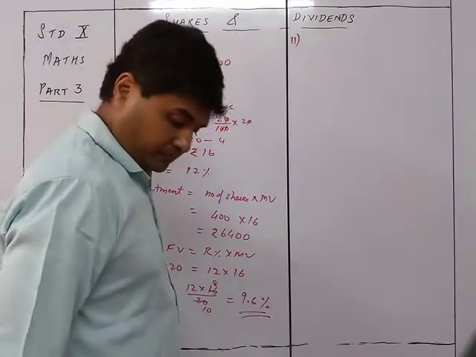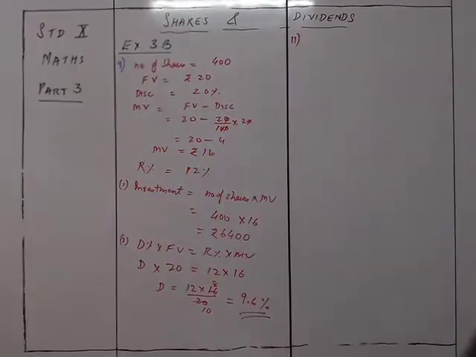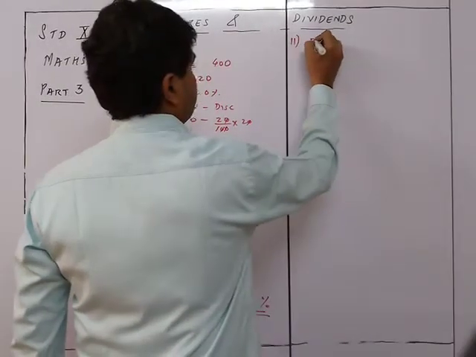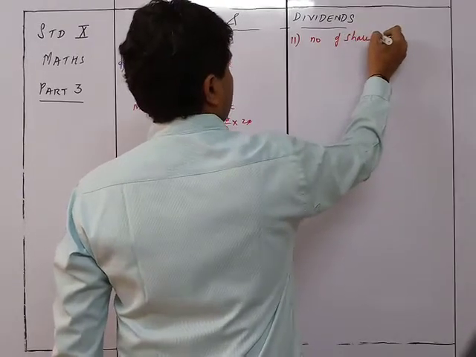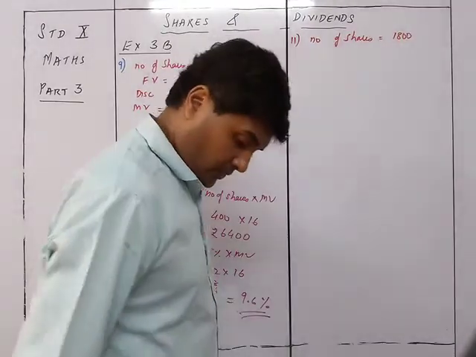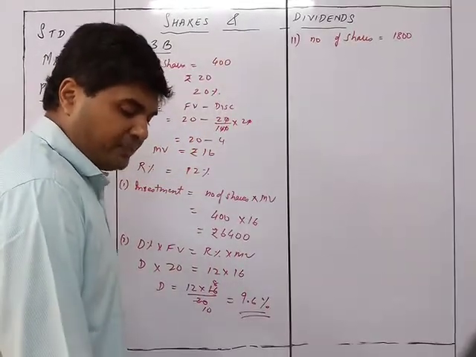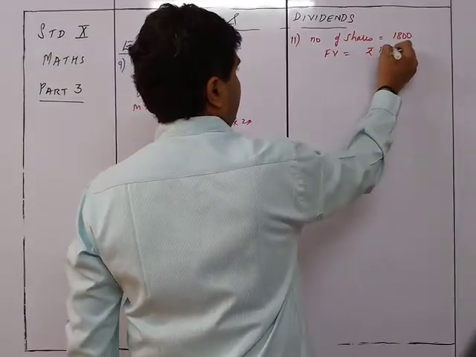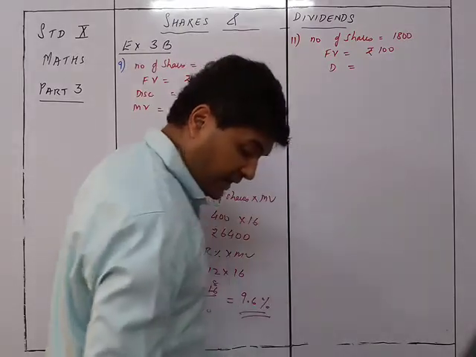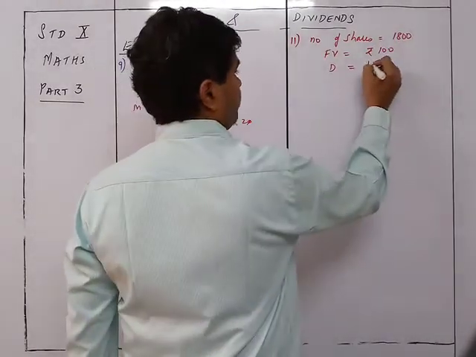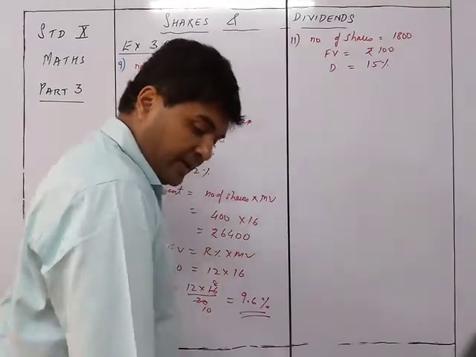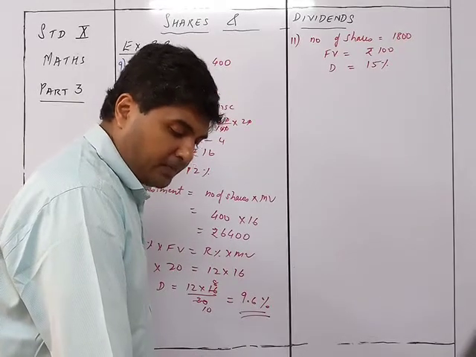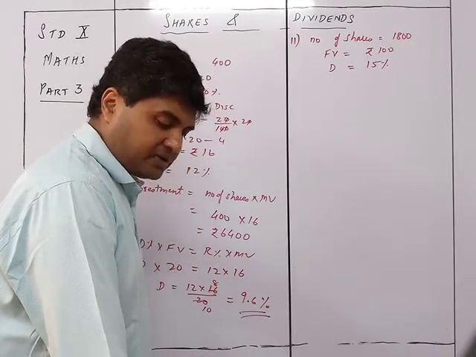Sum number 11. A lady holds 1800 shares. So the number of shares firstly is 1800. Rupees 100 of company paying 15% dividend annually. So FV is equal to rupees 100. Dividend is equal to 15%. Calculate her annual dividend. If she had bought these shares at 40% premium, what is the return she gets in percentage on her investments?